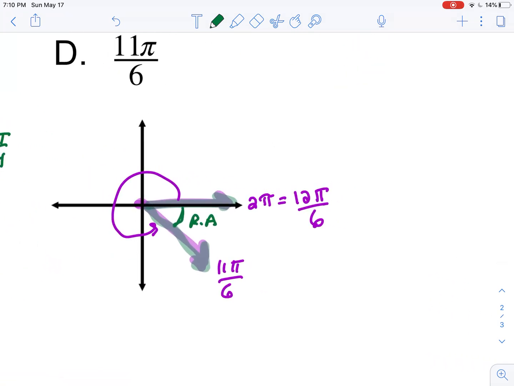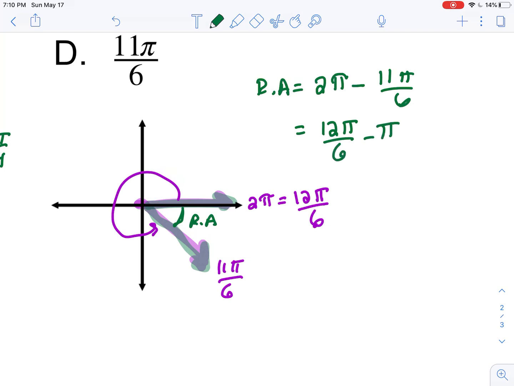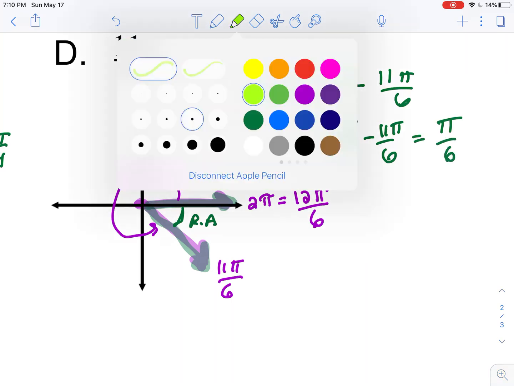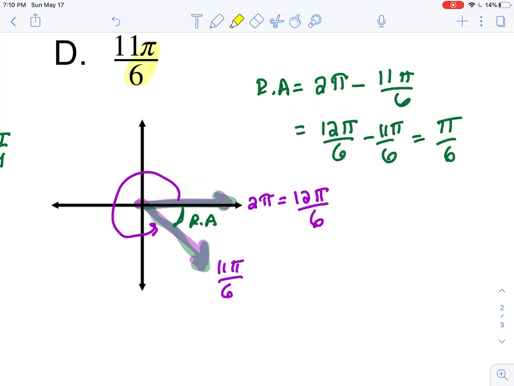I know in the fourth quadrant, to find my reference angle, it's going to be 2 pi minus my theta. With common denominators, that's 12 pi over 6 minus 11 pi over 6, which gives me pi over 6. Once again, it ends up being the denominator and the pi. So my reference angle here is pi over 6.